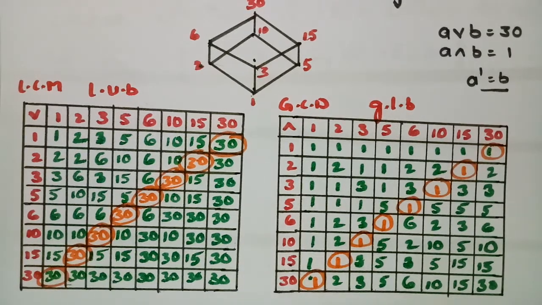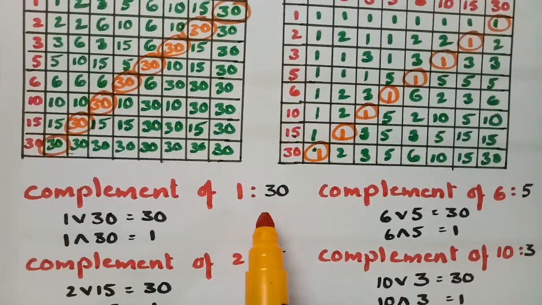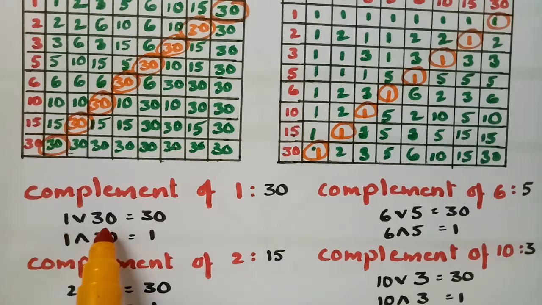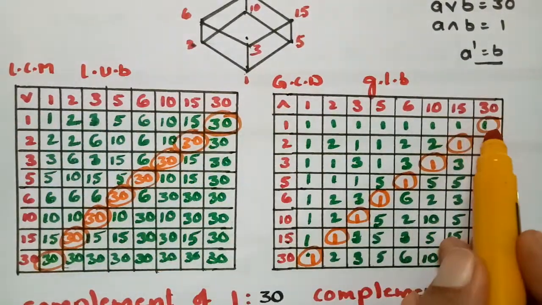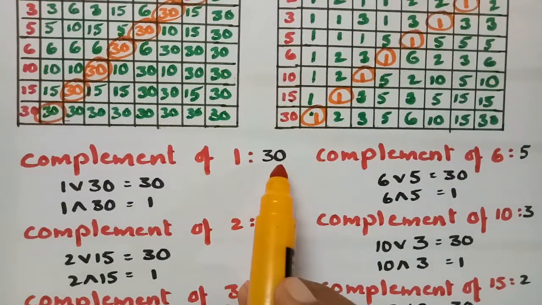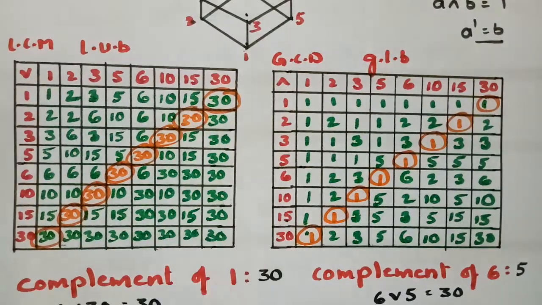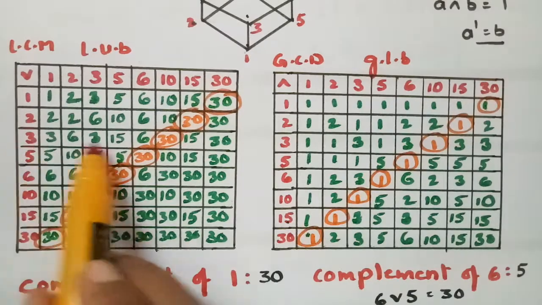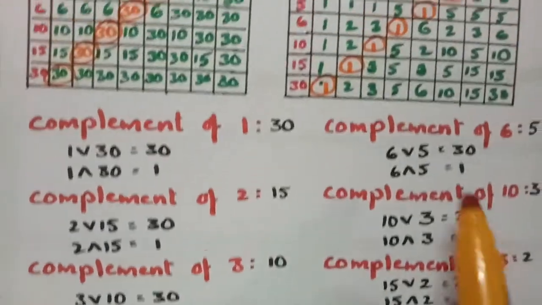So if you look at this composition table, you can tell the complements of each and every element in one go. These satisfy the property: the complement of 1 is equal to 30. According to our definition, A join B should be equal to the greatest element and A meet B should be equal to the least element. Here A join 30 is equal to 30 and A meet 30 is equal to 1. Therefore, the complement of 1 is 30, and the complement of 2 is 15. The complement of 3 is 10.